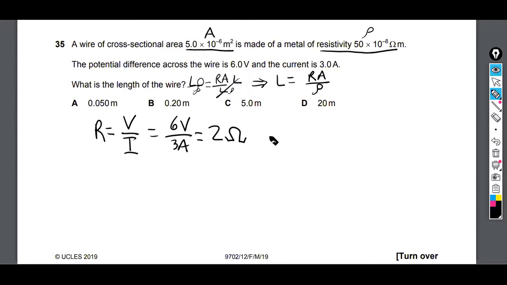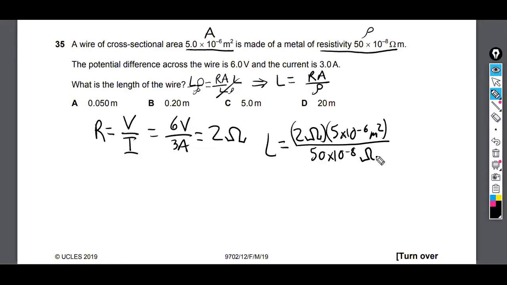So now I can go back to this equation for L. L is equal to 2 ohms of resistance, because resistance is the ratio of voltage to current. It's the way you might answer the essential question today: how are voltage and current related to resistance? Well, resistance is the ratio of voltage to current. That allows us to deduce the resistance. Here it is, 2 ohms. The area is given, 5 × 10^-6 meters squared. The resistivity is given, 50 × 10^-8 ohm meters.